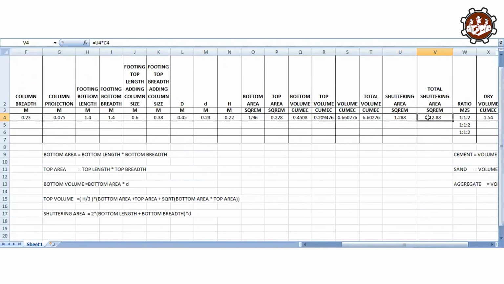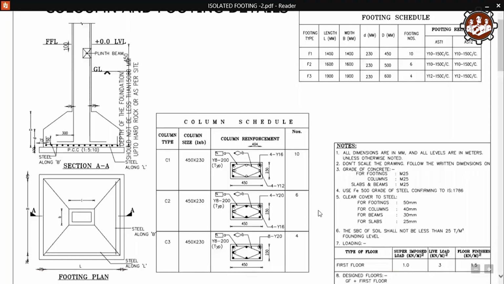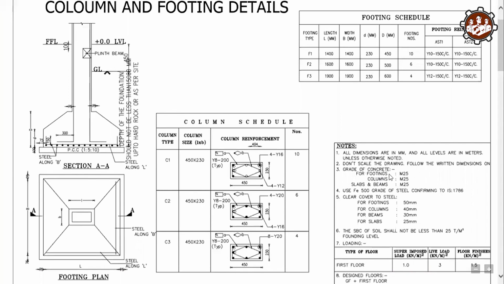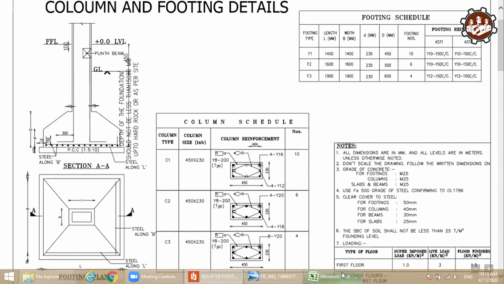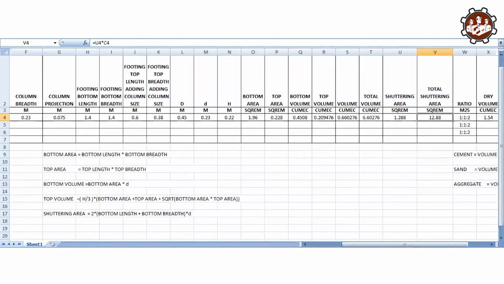Okay, next, this is the total volume of concrete, 6.6 meter cube. How do we calculate the quantity of cement, sand, and aggregate from this volume? In this drawing the grade of concrete is given here, M25 for the footing. You can see here. So we calculate the quantity of cement, sand, and aggregate from this volume.